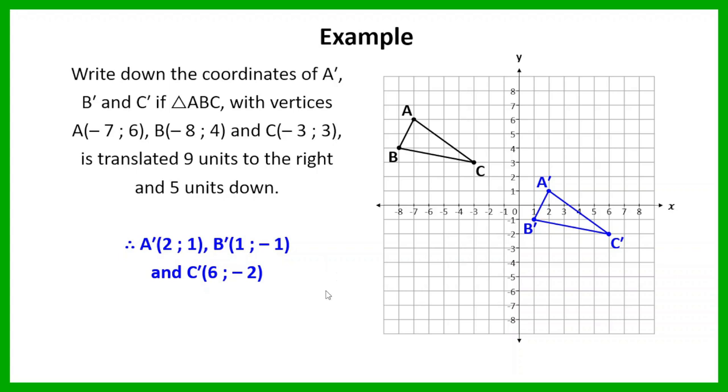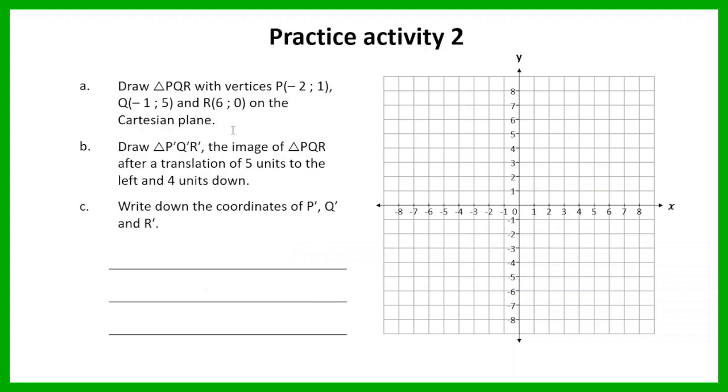Right, so now I'm going to give you one that you're going to do for yourself. You're going to start off with this example by drawing the triangle PQR on the Cartesian plane. If you don't have the worksheets that go with this lesson, you'll need to draw a Cartesian plane for yourself. Otherwise, you can use the one that's provided. So you're going to start off by drawing your triangle on the Cartesian plane by first plotting each of the points, P, Q, and R, and then joining them up to make a triangle.